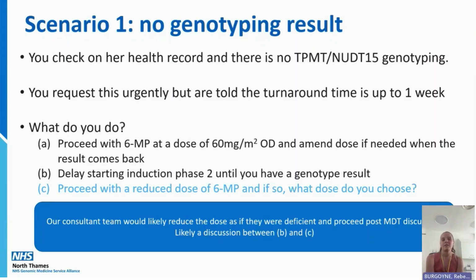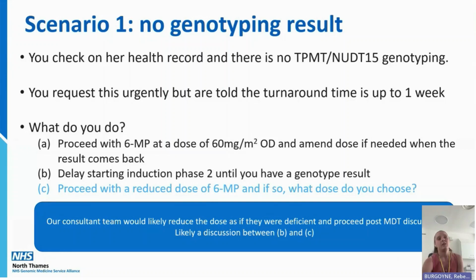So annoyingly, it's actually showing the answers on the screen, so we'll just talk through them. So essentially the options are, do you proceed with 6-MP at a dose of 60 mg per meter squared once a day, which would be the recommended full dose, and amend the dose if you need to when the result comes back? Do you delay starting the induction phase until you have the genotype result? Or do you proceed with a reduced dose of 6-MP? And if so, what dose do you choose?